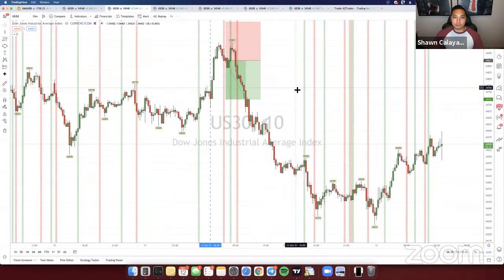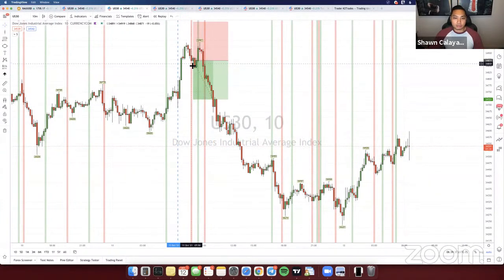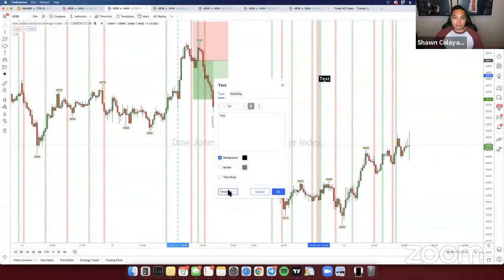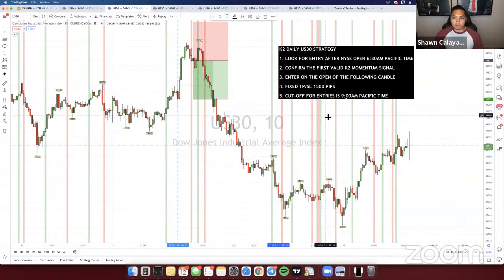So if you guys were following the daily entry, yesterday it was a full TP. I didn't take the trade. I wasn't even following the daily TP here because of the news that was happening. But as you can see here, I'll put the requirement for that strategy here as well. A lot of people like this strategy. This is one of our most favorite strategies because it's really simple. It's almost impossible to get wrong. You just wait for the market open here at 6:30. You look for the first valid K2 momentum signal. You enter for 1,500 pips, and then you just let it go.